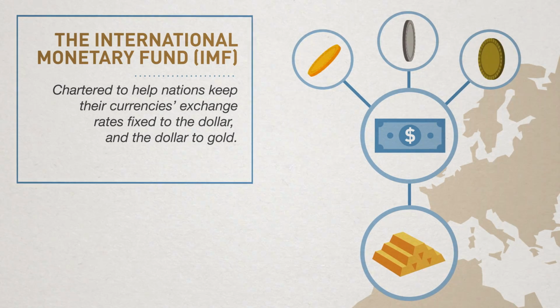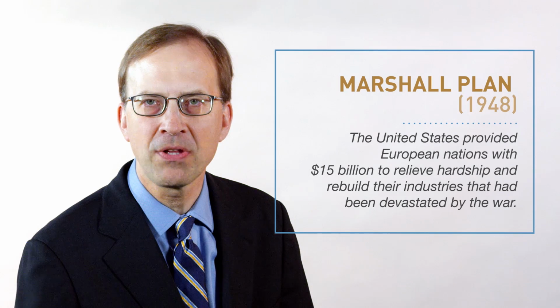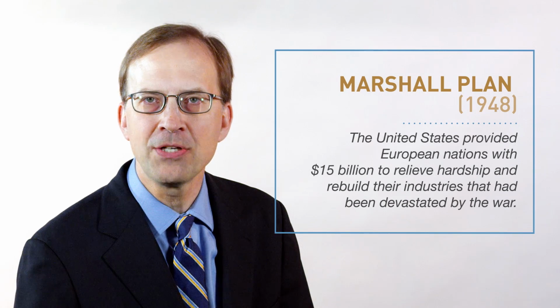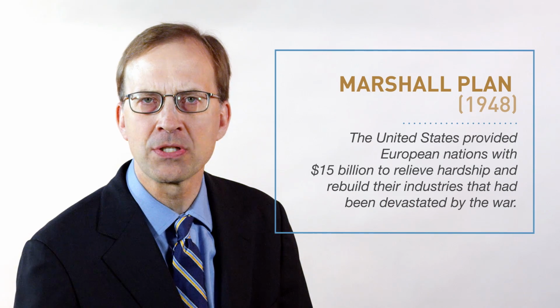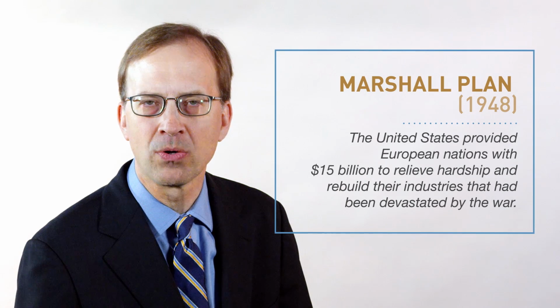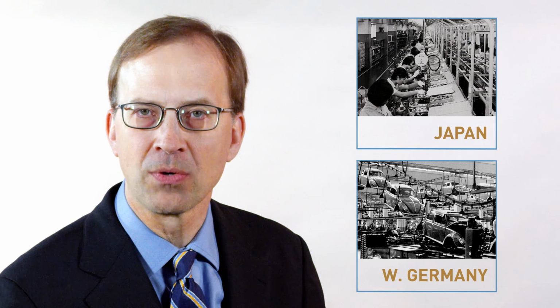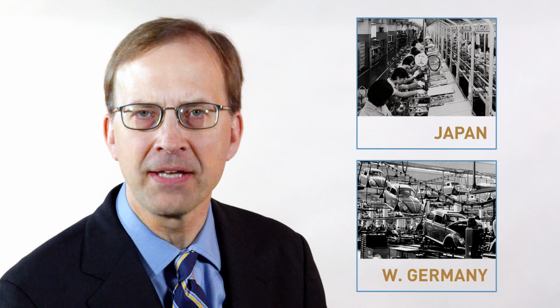value would erode. The second American initiative in the global economy was the Marshall Plan, by which the United States, from the end of World War II through 1953, provided European nations with $15 billion to relieve hardship and rebuild their industries that had been devastated by the war. By the 1960s, America's two great antagonists from the war, Japan and West Germany, were now the second and third largest economies in the world, trailing only the dominant United States.